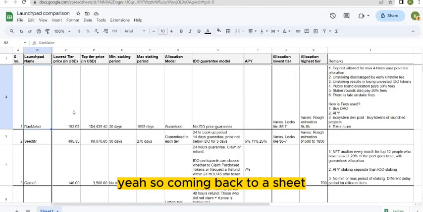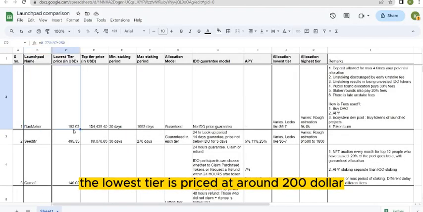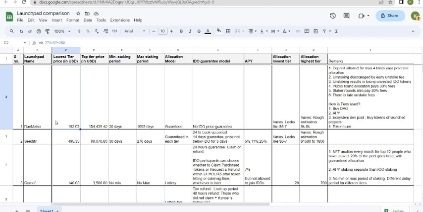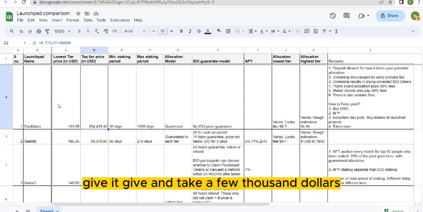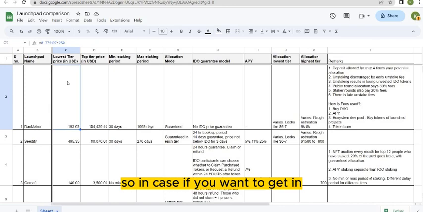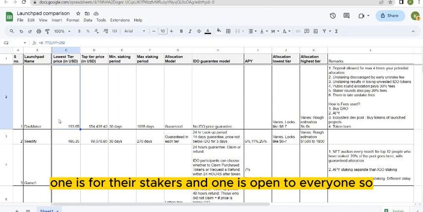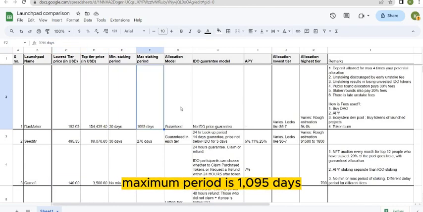Yeah, so coming back to our sheet, the lowest tier is priced at around $200, give and take a few dollars. And the highest tier is priced at a whopping $154,000, give and take a few thousands. So in case you want to get into this launchpad, you need to invest a minimum of $200 and stake their DAO tokens in order to be eligible for the private SHO. They do two kinds of SHOs or IDOs. One is for their stakers and one is open to everyone. The minimum staking period is 30 days, and the maximum period is 1095 days.